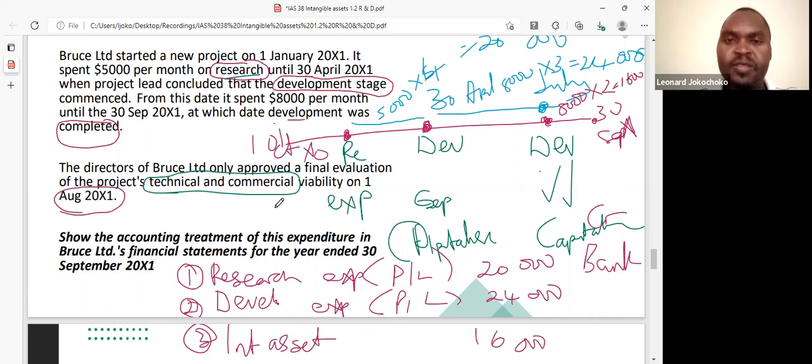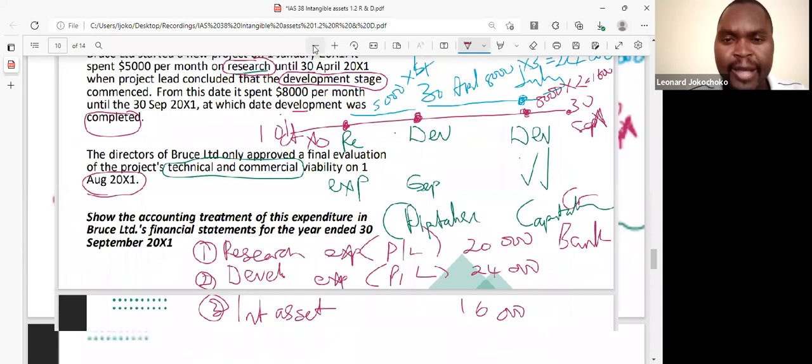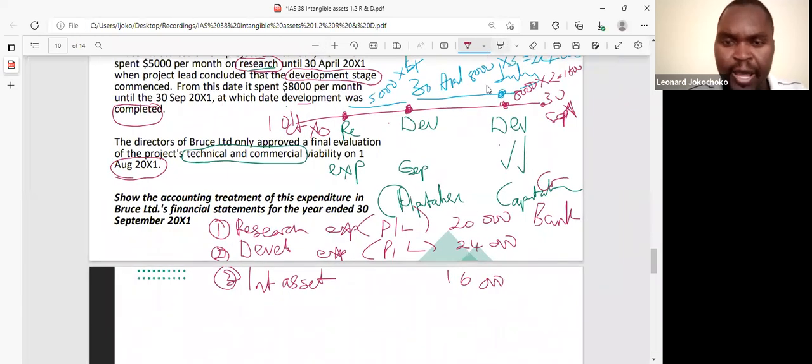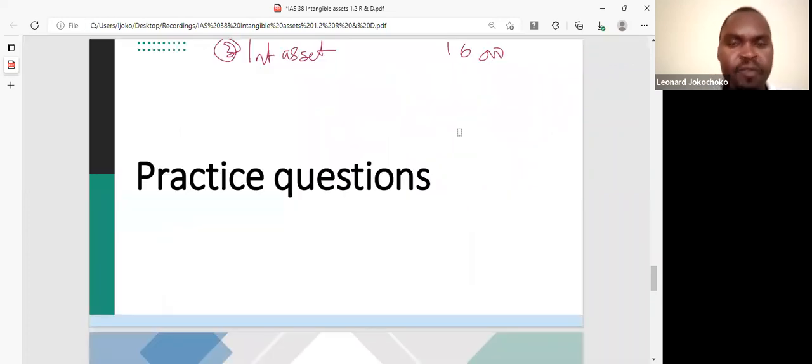We are done with the treatment of the items. It's very important when you're answering this question that you are clear at what stage you are dealing with. Are you dealing with the research phase or the development phase? With this, we've come to the end of our discussion on IAS 38. We'll conclude by tackling a few questions.